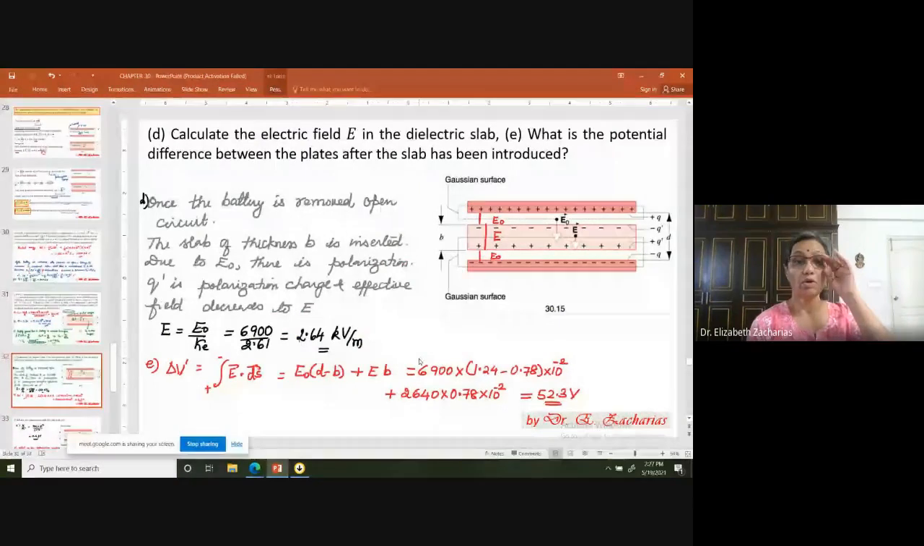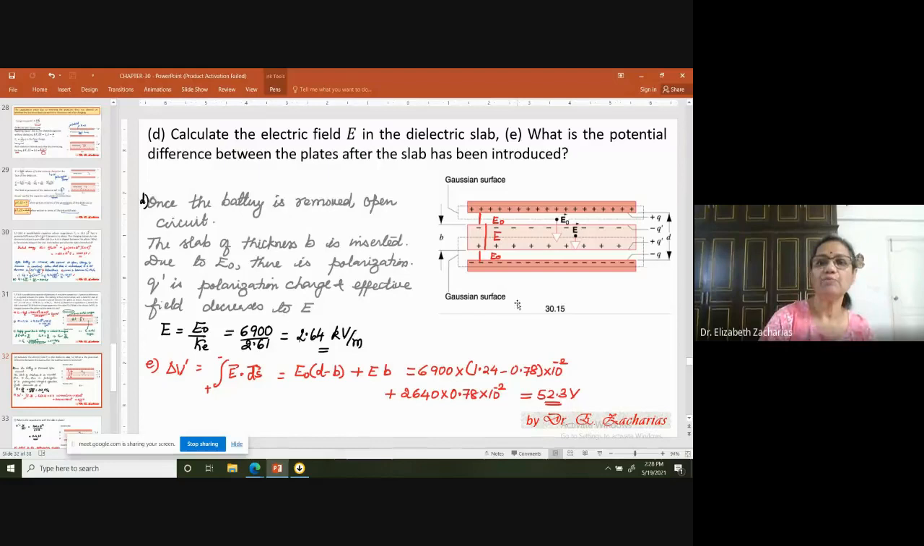Finally, there is also one last problem. This is just a part of that problem only. Calculate the electric field in the dielectric slab. Electric field is E. Okay, just now we have seen how the electric field will change. You can write E is equal to E naught by kappa. Electric field is reducing. Next, what is the potential difference?